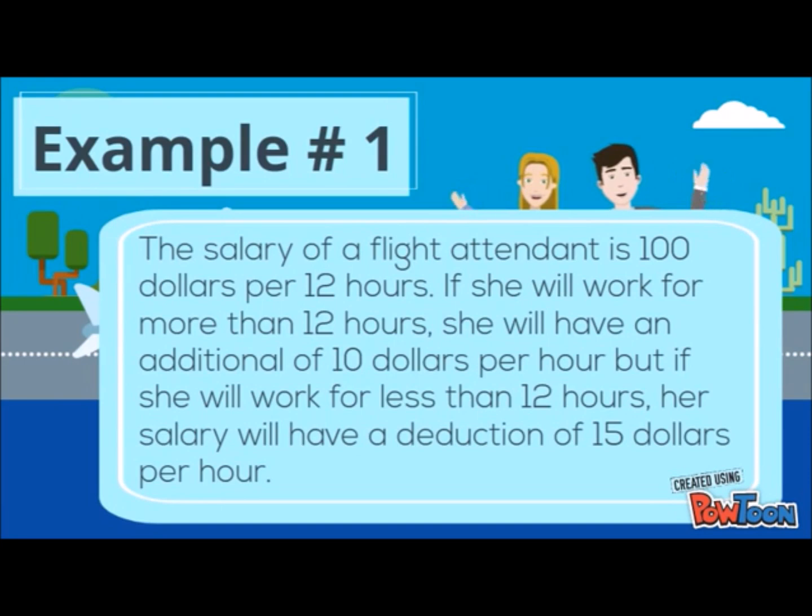Example number 1. The salary of a flight attendant is $100 per 12 hours. If she will work for more than 12 hours, she will have an additional $10 per hour. But if she will work for less than 12 hours, her salary will have a deduction of $15 per hour.